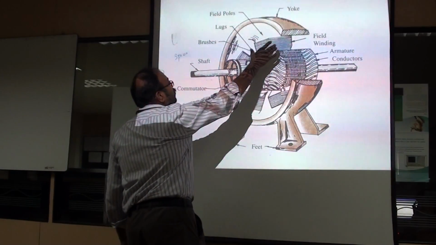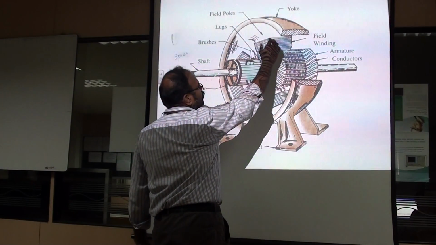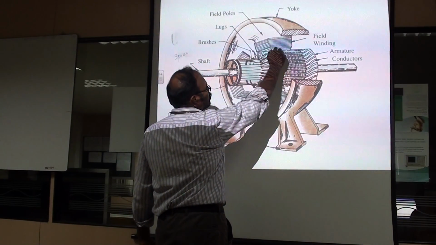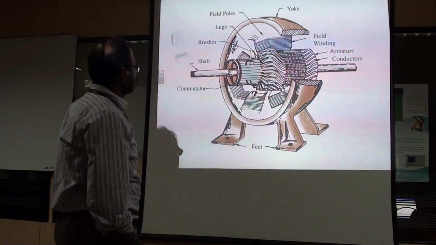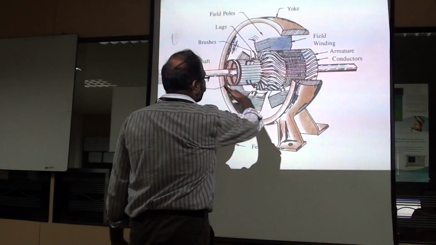This is your field, only the field poles without any field coils. In this diagram, they are showing the field poles, which are also laminated. You can see that. And this is the frame to support the whole structure.